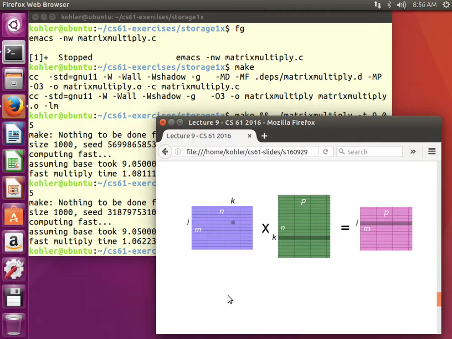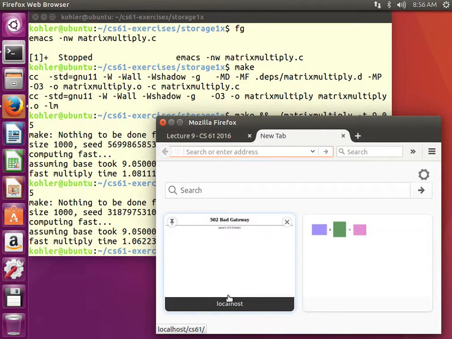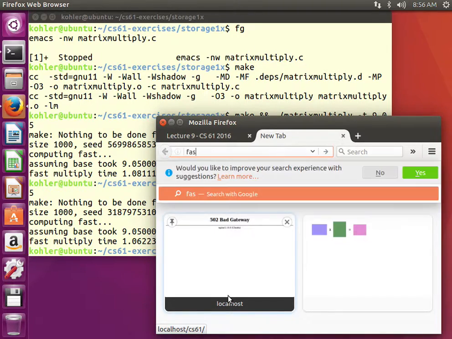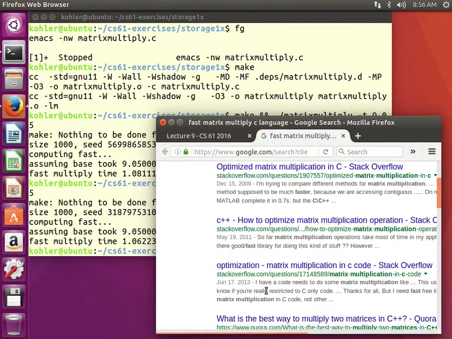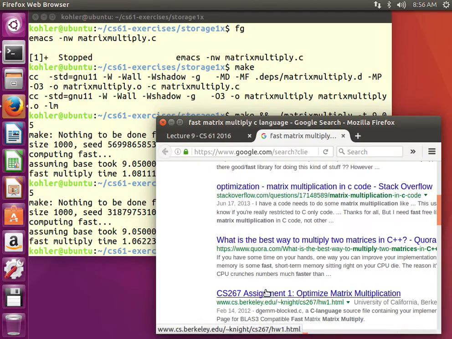So let's say that just for the sake of argument, maybe people know how to multiply matrices. Maybe that's an important operation. So maybe somebody has written a library for us that could do a good job of multiplying matrices together. Let's see, fast matrix multiply C language. Optimize matrix multiplication in C. How to optimize matrix multiplication operation.